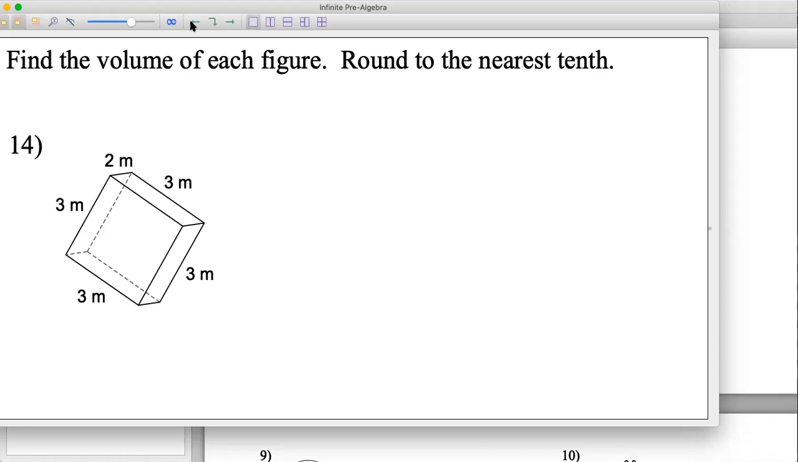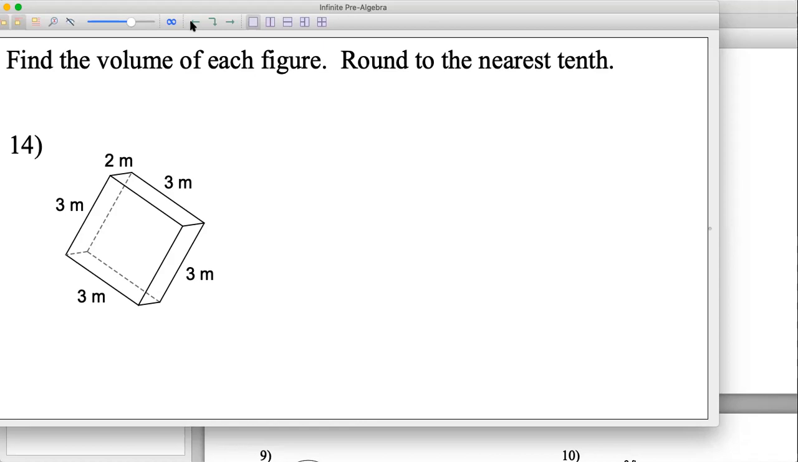Shape. Rectangle. It's not a rectangle. That might be a rectangle, but the shape is not a rectangle. And that's a square. It's a rectangular prism. Thank you. Step 2. Formula. Write it. I don't know what it is.